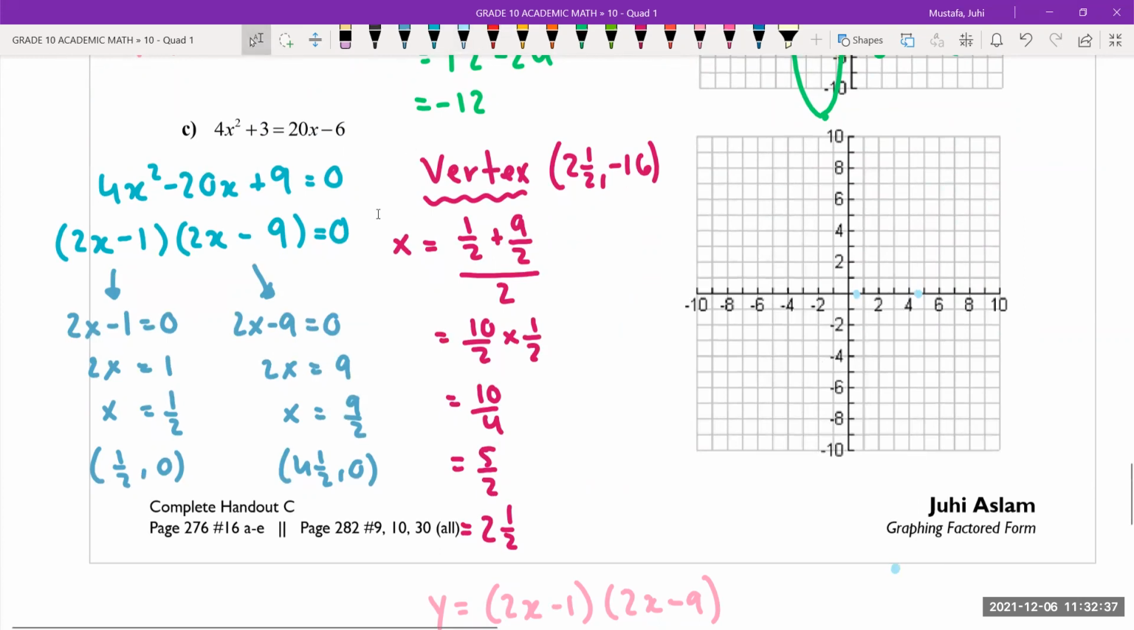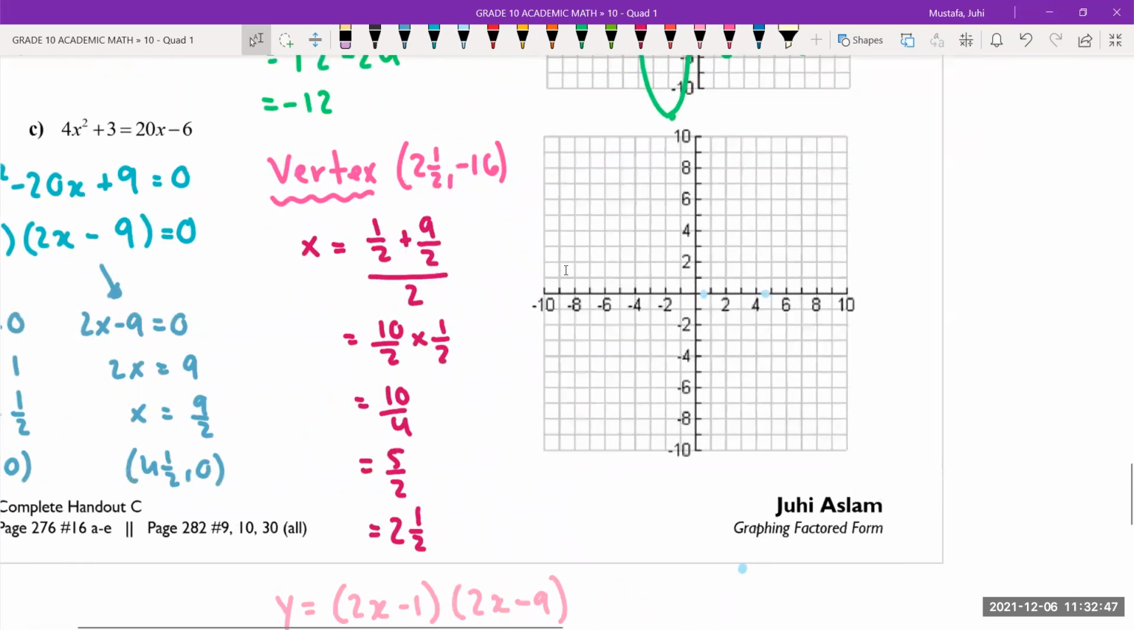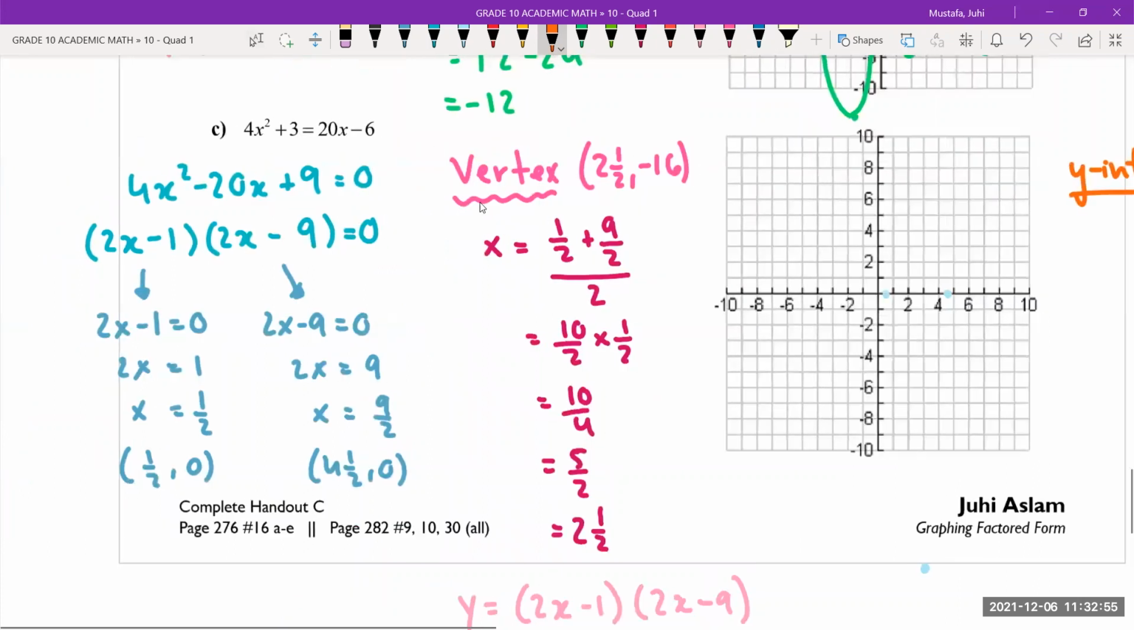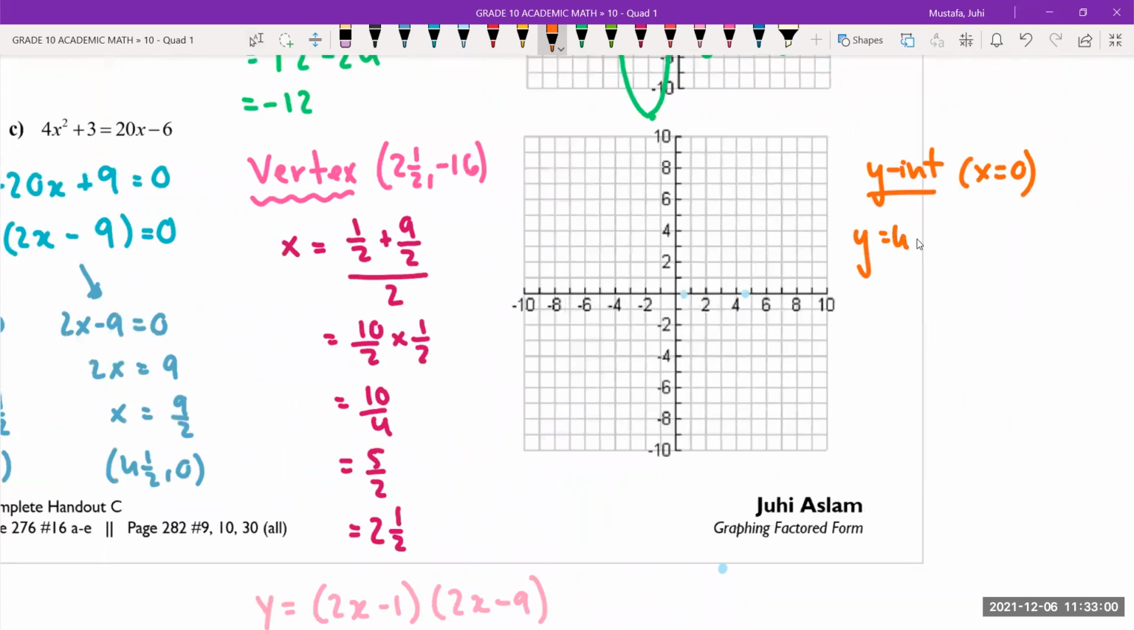And now we need to figure out our y-intercept. I can actually move this back, and I'm going to go ahead and change the color. Our y-intercept is going to be very easy to find, because you're going to let x equal to 0, and you can take any form you want. You can take this form or this form. Obviously, it's easier to take the standard form. So y is equal to 4x squared minus 20x plus 9, because when you put in zeros here, it'll just be 0 minus 0 plus 9. And so our y-intercept is going to be at 0, 9.